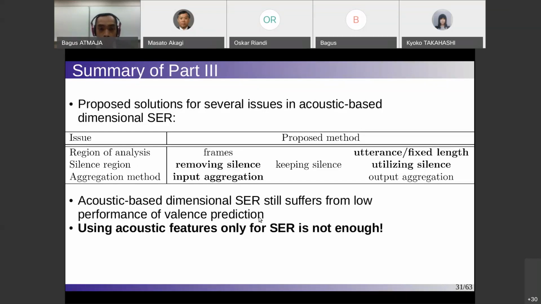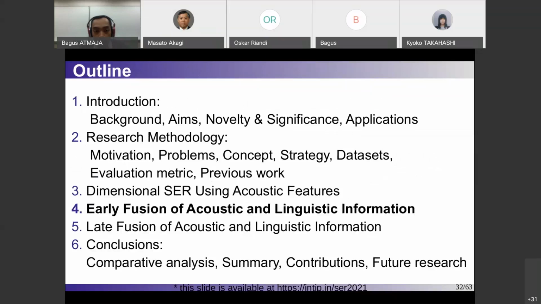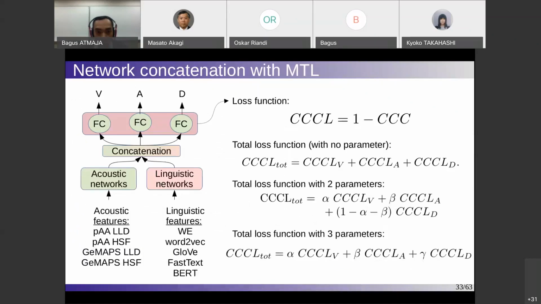However, we still see in the previous results that the prediction of valence is lower than arousal and dominance. So speech emotion recognition using acoustic features alone is not enough here. That's why we propose the next method, the second sub-goal, that is fusion of acoustic and linguistic at early fusion. And there are some investigations in early fusion. The first is our proposed method using multitask learning or MTL by concatenating networks from acoustic and linguistic.